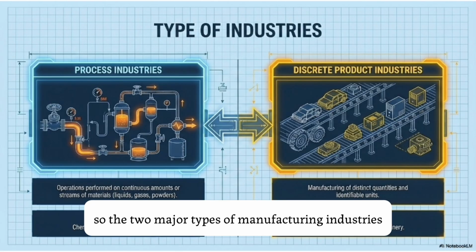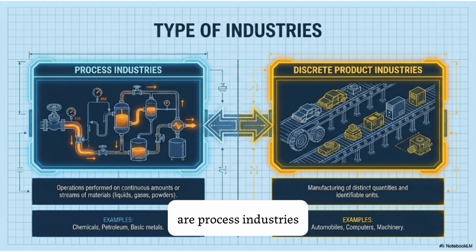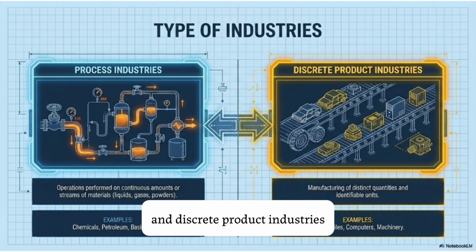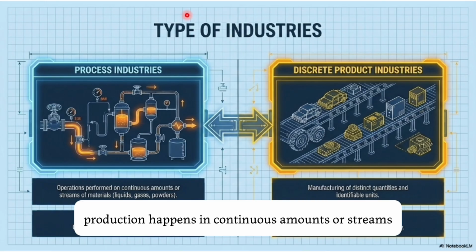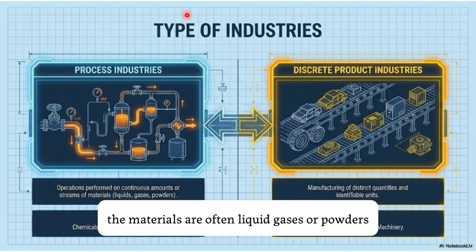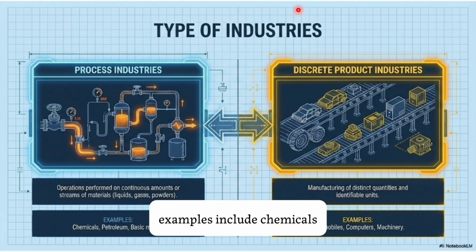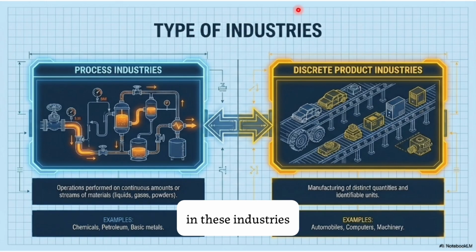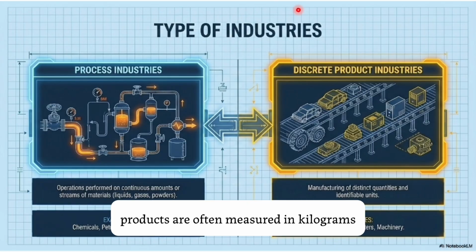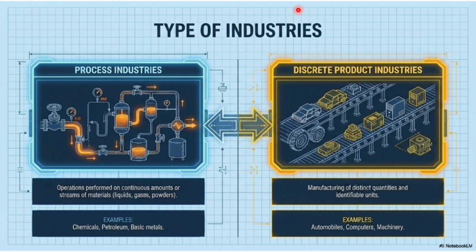The two major types of manufacturing industries are process industries and discrete product industries. In process industries, production happens in continuous amounts or streams. The materials are often liquids, gases, or powders. Examples include chemicals, petroleum, food processing, and basic metals. In these industries, products are often measured in kilograms, liters, or tons rather than by counting pieces.